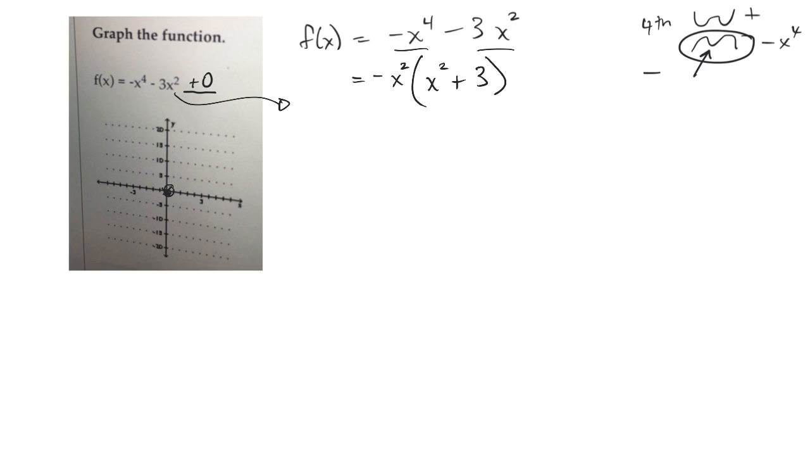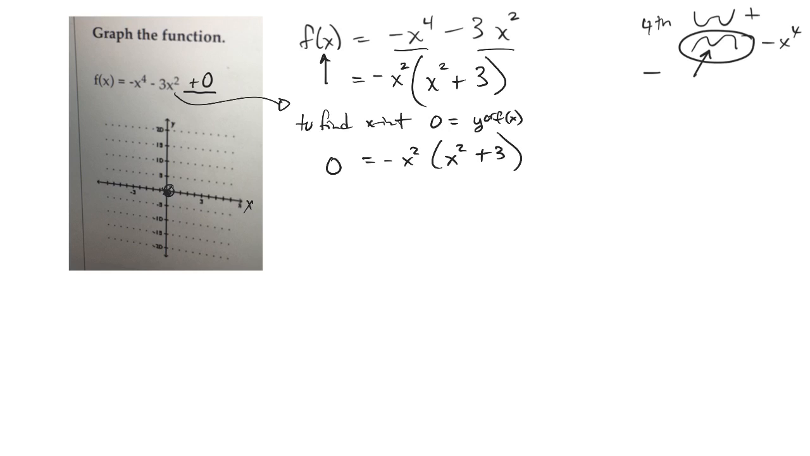So now I can use the zero property. If I want to know where it crosses the x-axis, I want to know where the values of x are, where y is equal to 0. So to find the x-intercepts, plug a 0 in everywhere you see a y or an f of x. So I'm going to put a 0 over here to replace that, is equal to negative x squared times x squared plus 3.